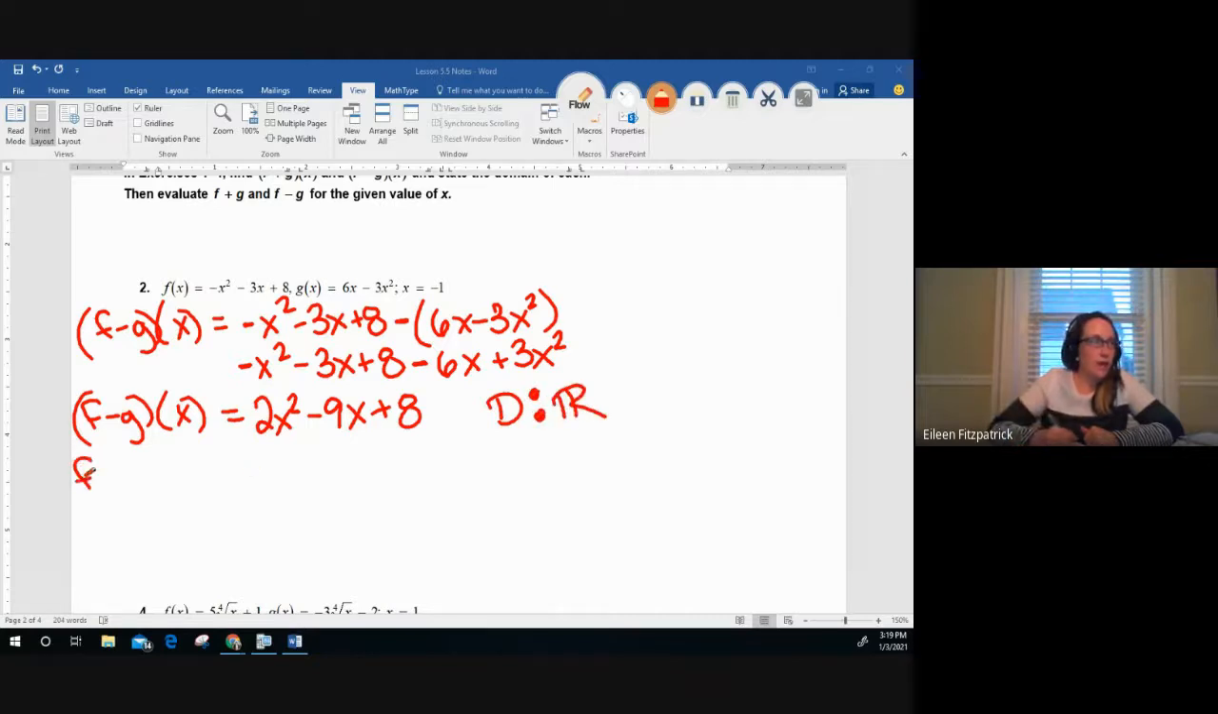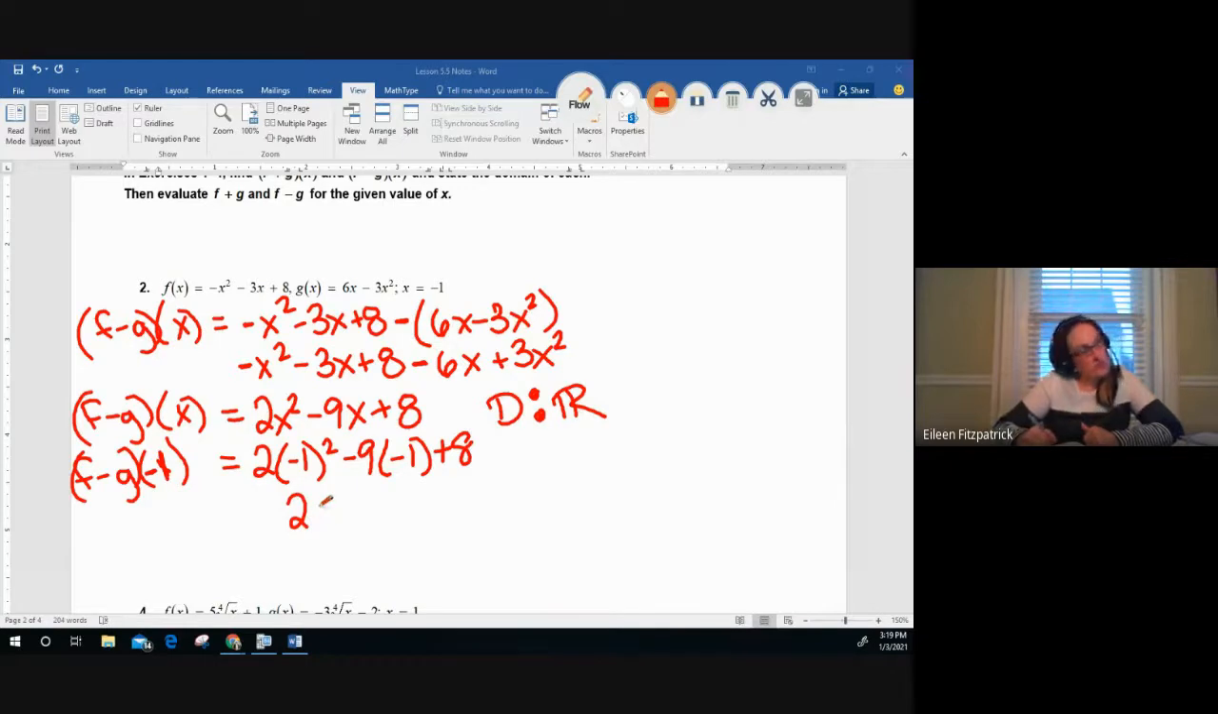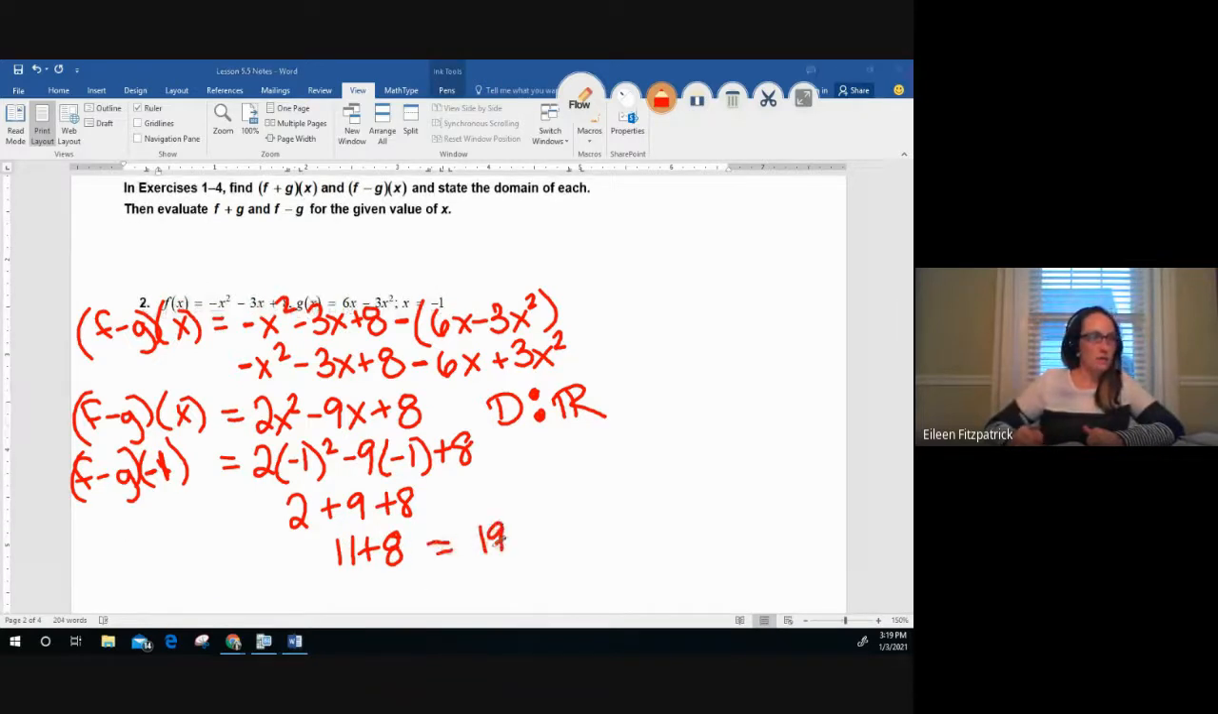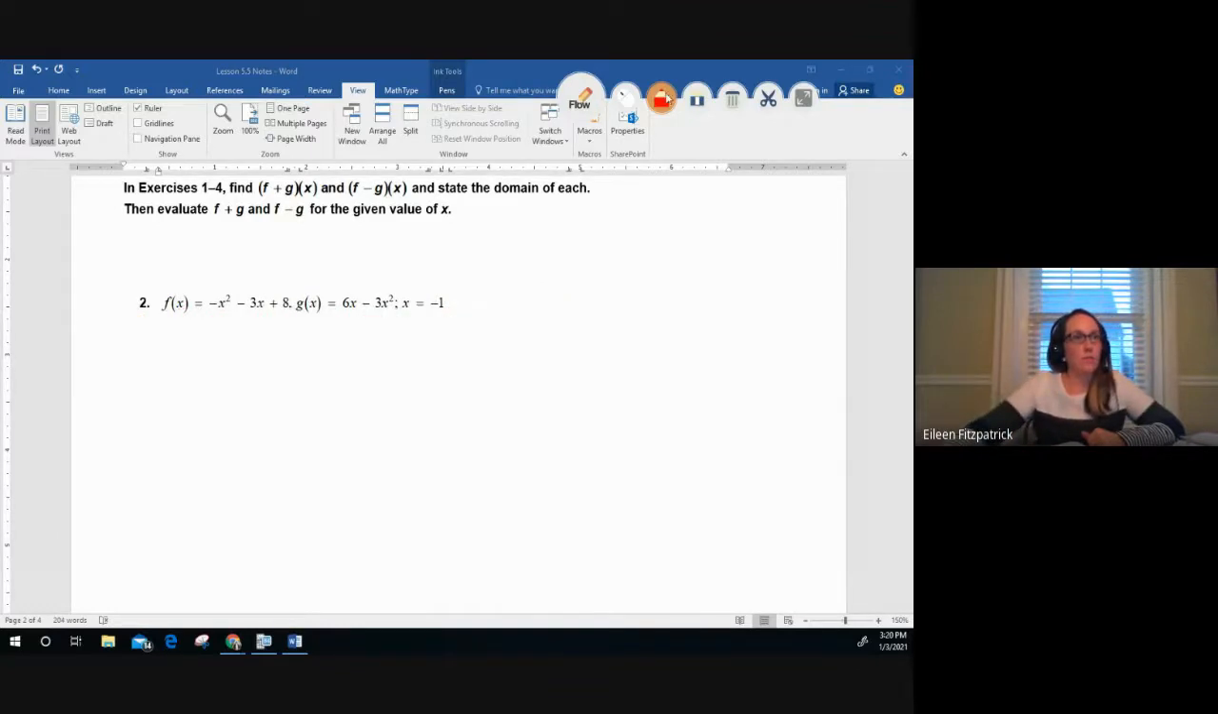All right. And then f minus g of -1. So substitute a -1 in now for all the x's. So I have -1 squared, which is 1, times 2 is 2. -9 times -1 is a positive 9, plus 8. 9 plus 2 is 11. 11 plus 8 will give you 19. 19. All right. So that is problem number 2.